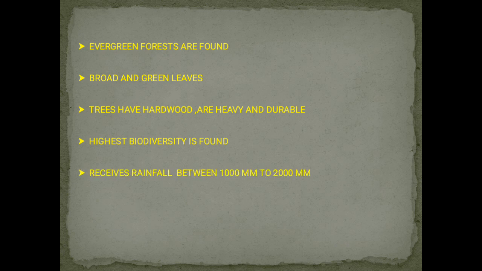In regions receiving rainfall between 1000 mm to 2000 mm in India, deciduous forests are found. Deciduous are the trees that shed the leaves annually. In dry seasons, trees shed their leaves so that water is not lost due to evaporation. For example, teak, bamboo, banyan, peepal, etc. are the trees found in these forests.